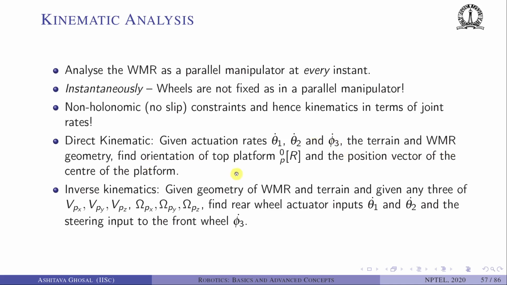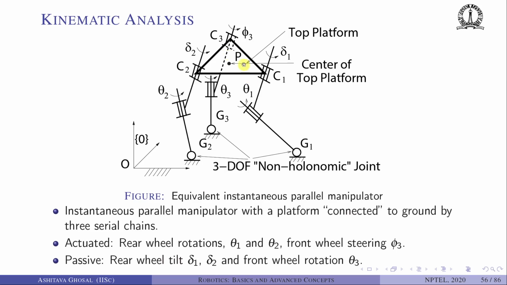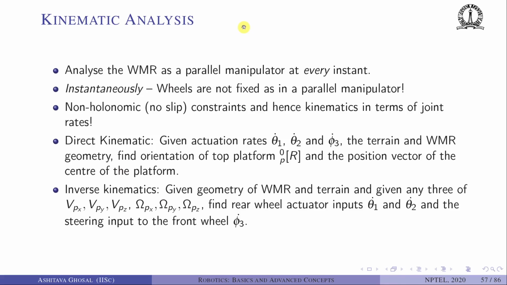We want to find the orientation of the top platform, and the position vector of the center of the platform. So we want to find the orientation of this top platform and the position of this top platform with respect to a fixed coordinate system. We are given theta 1 dot, theta 2 dot, and phi 3 dot.